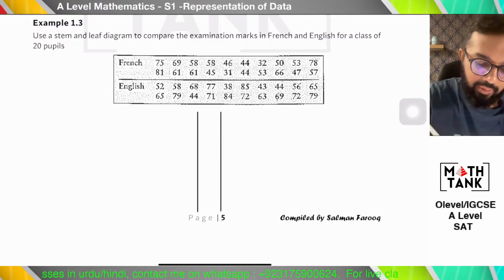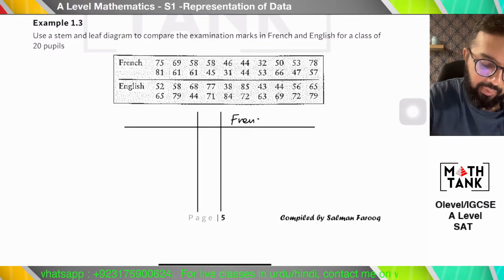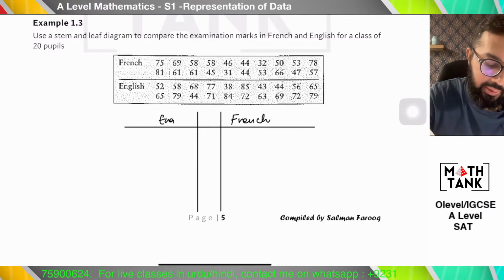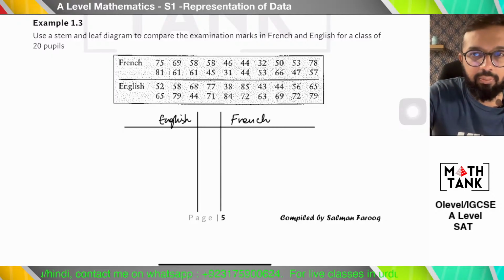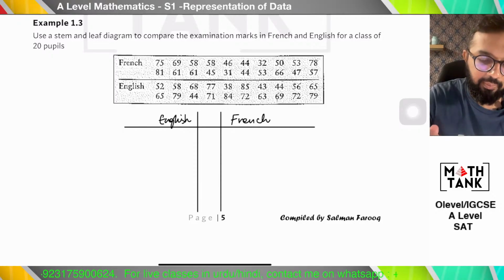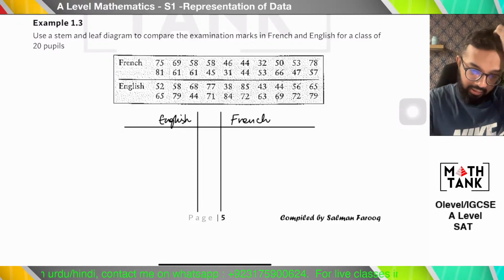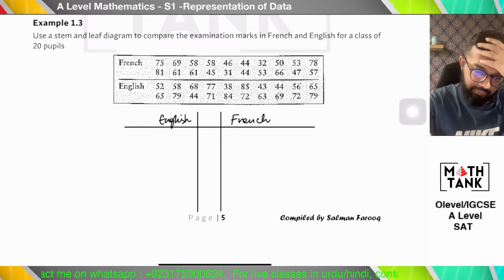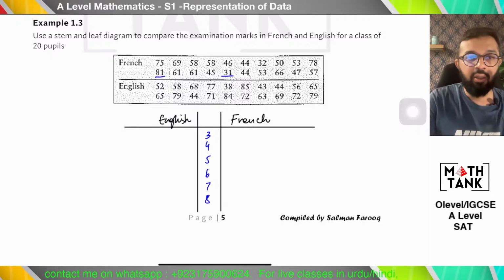Okay, what I'm going to do is put French on one side and English on the other. And in between them I will write the common stems. I know that the values are going from 31 to 81, and the stems go from 30 to 80, so 3, 4, 5, 6, 7 and 8.